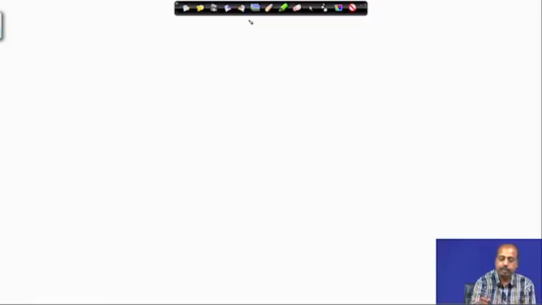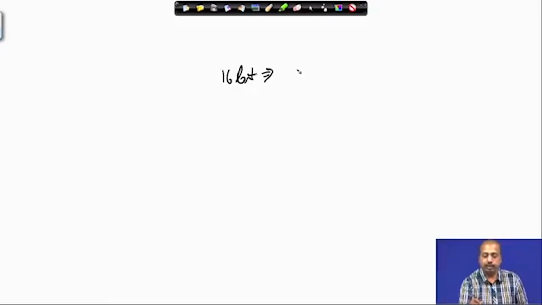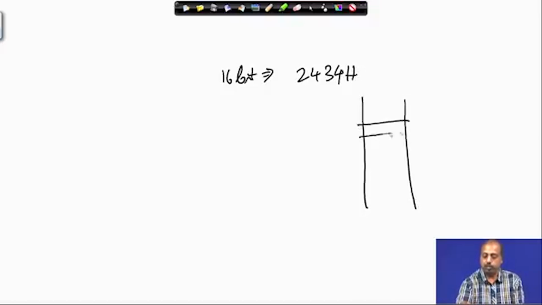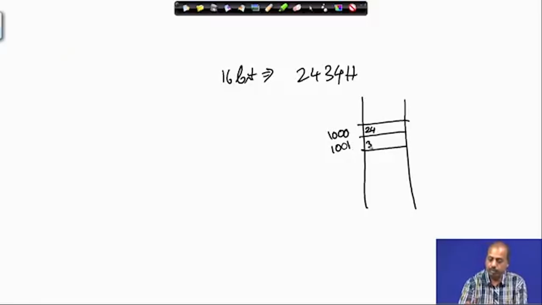It is nothing but a convention. Say you have some 16-bit data, or 2-byte data, where the number is 2434 hex. Now, if you are storing it at memory location 1000, and the memory is 8-bit, then one location is not sufficient for saving the number. So, you need to store it in 2 locations, 1000 and 1001. In one convention, we can put 24 here and 34 here, and in another convention I can store 34 here and 24 here.